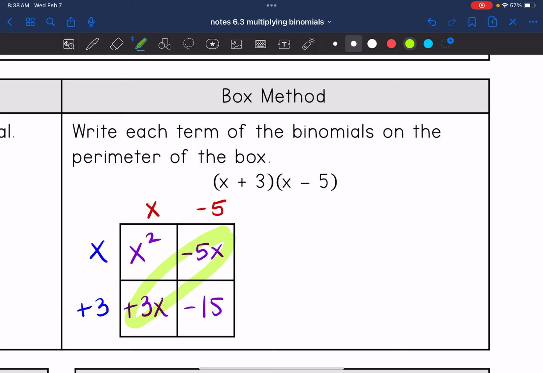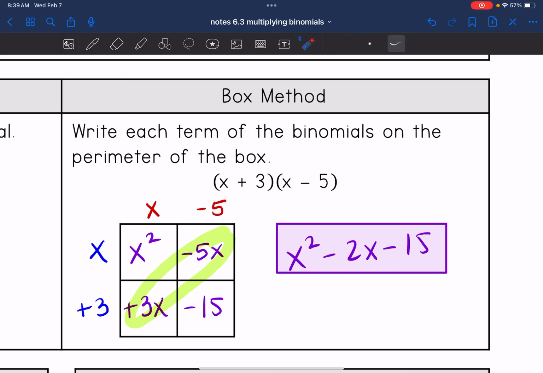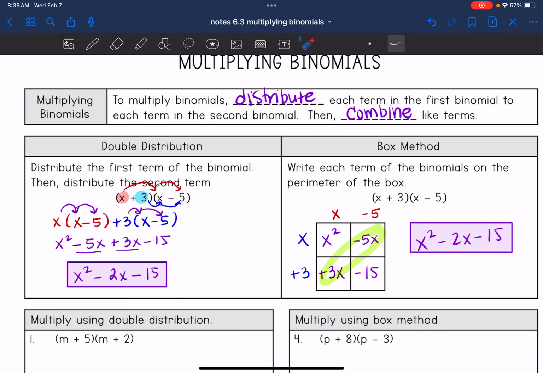Both of those have x's. So x squared is the only one that's squared. Then combining these two, negative 5 plus 3 is negative 2x. And then I still have my negative 15. Okay, so you're still using double distribution. I'm still getting this first term and distributing it, and then getting the second term and distributing it. But the box just helps us keep everything more organized. See how we got the same answer regardless of what method we used.